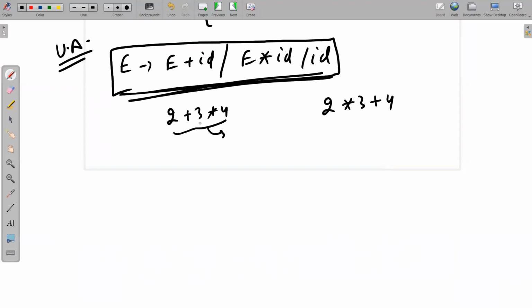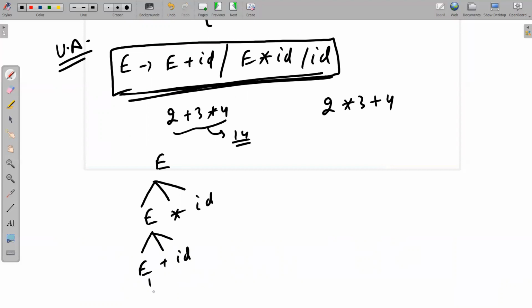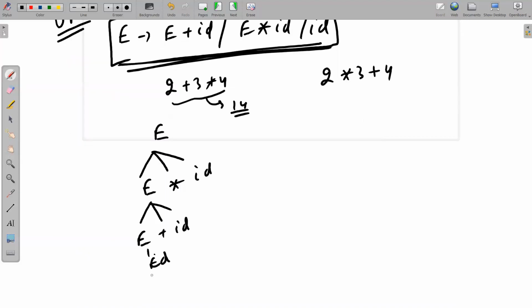2 plus 3 star 4, the answer should be 14. Are you getting answer 14 from here? See carefully. E goes to 2 plus 3 star 4. Now, you will say E plus ID. Sorry, you have to apply E star ID first, and then you will say E plus ID, and this E goes to ID. This ID will be 2, this will be 3 and this will be 4. To solve this E, you have to solve this E. So 2 plus 3 will be done first and then multiplied by 4. So the answer you are getting is 20 here, which is wrong.